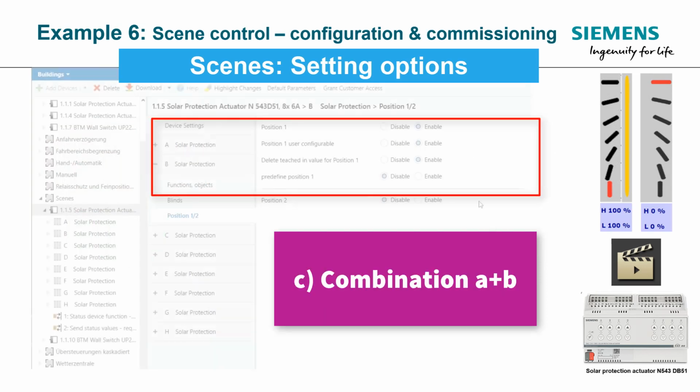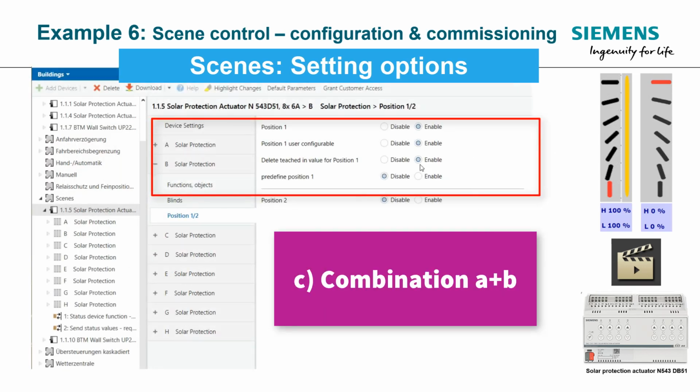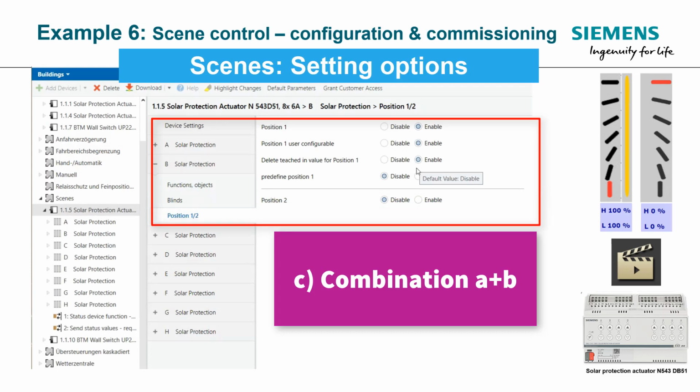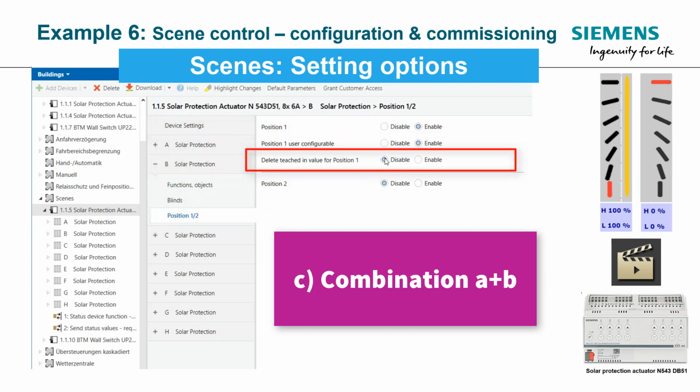C is a combination of A and B. A predefined position can be entered, which is then immediately available after the download. Nevertheless, the user has the option of reteaching the scenes. In this case, however, previously taught-in scenes must be overwritten when the application is downloaded again. To do this, release the Delete Taught-in Position Value parameter. This parameter can generally be used to delete new scenes defined by the user even without predefined values.